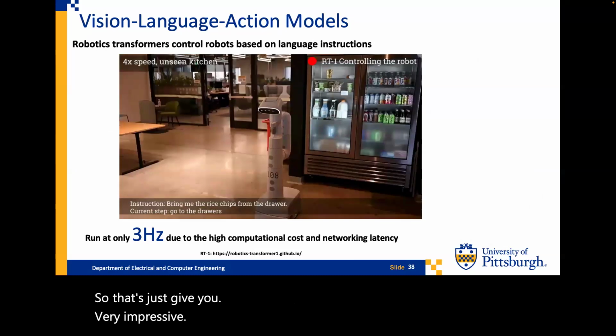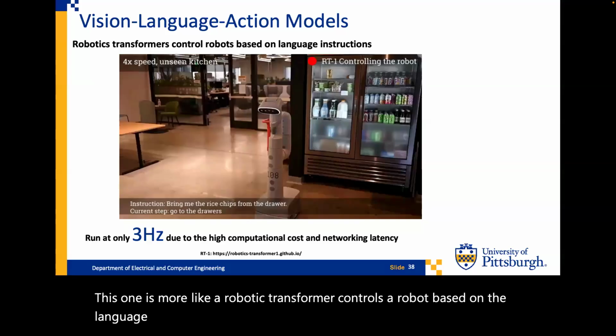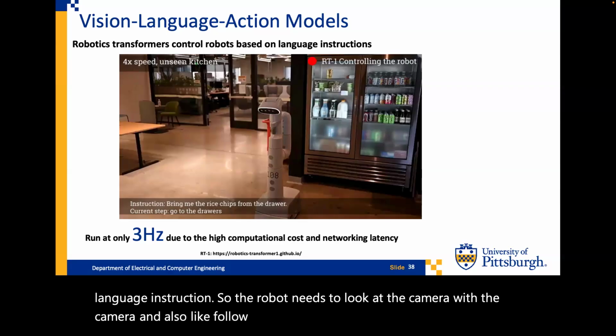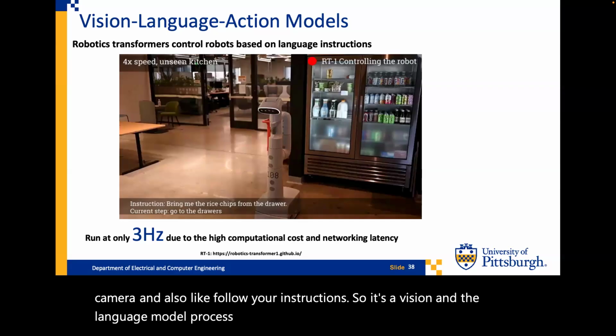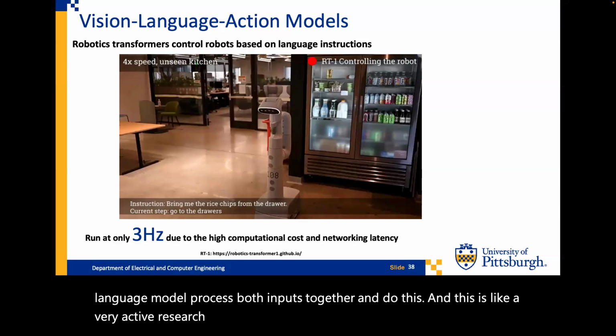This one is more like a robotic transformer that controls a robot based on a language instruction. So the robot needs to look through the camera and also follow your instructions. The vision and language model process both inputs together. This is a very active research area right now: how to make this more efficient.